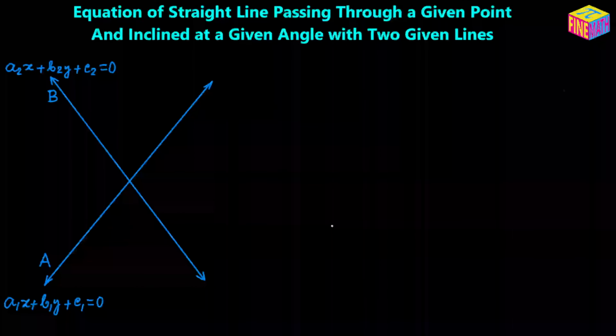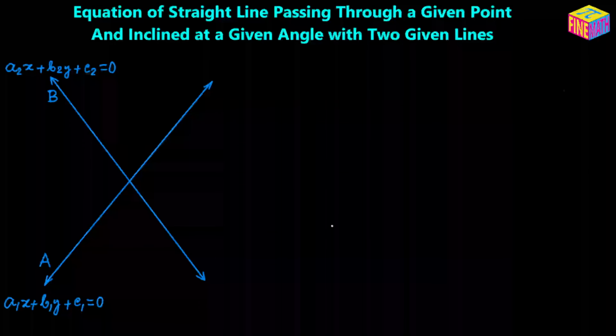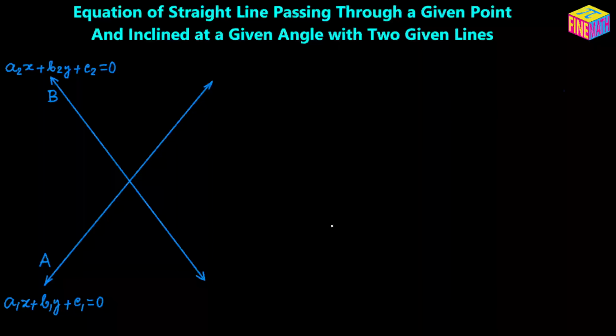Hi everyone. In this video, we are going to discuss how to find the equation of a straight line that passes through a given point and is inclined at a particular angle with two given lines. Now in the diagram, I have the two given lines.